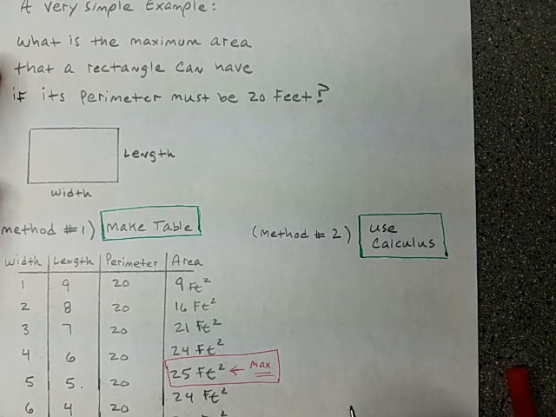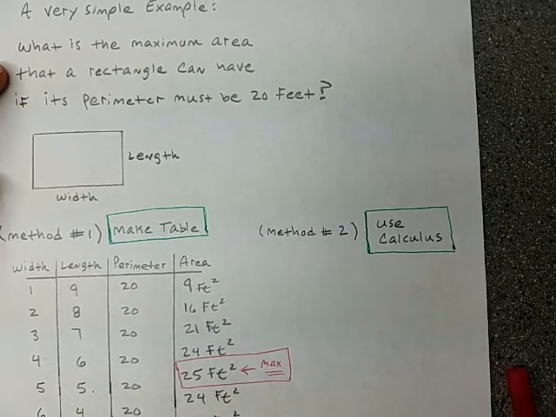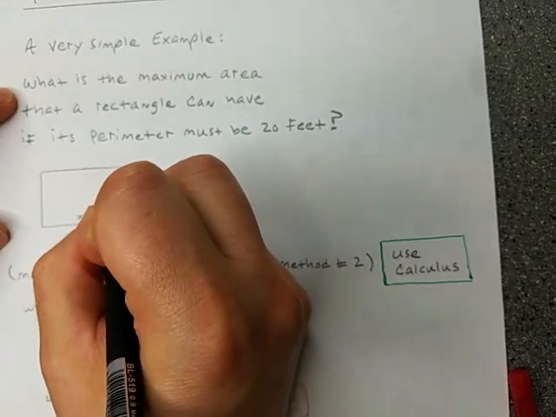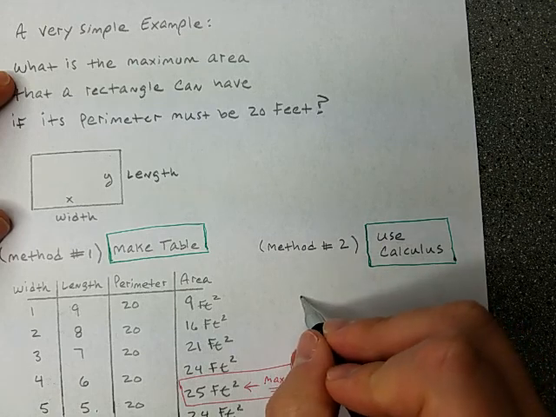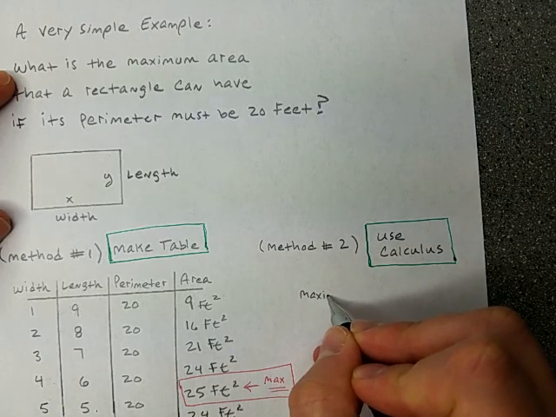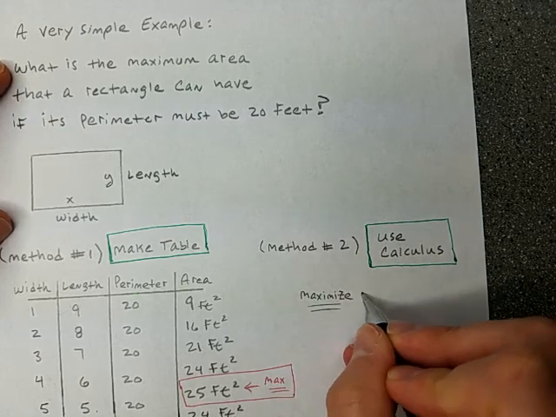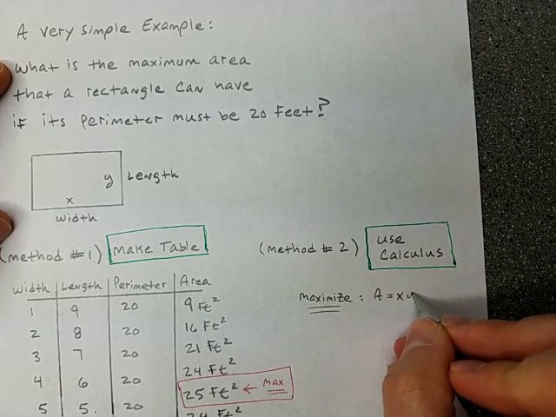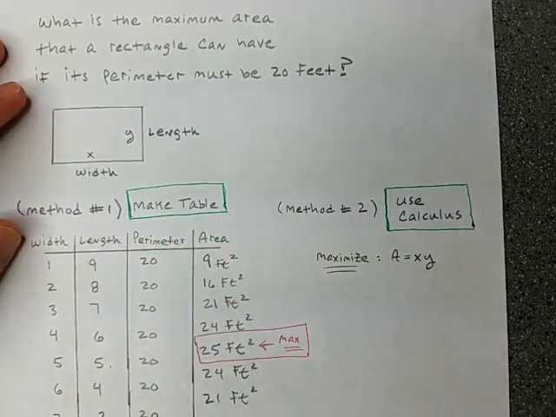And possibly using a derivative somehow or exploring the nature of the curve somehow. So how about this? I'll call the width x and the length y, and I'll formulate the problem like this. I want to maximize the area, right? And the area is the length times the width, but in my case, it's x times y, as I've renamed the variables width and length with x and y.